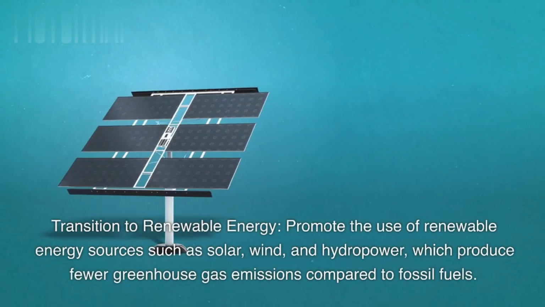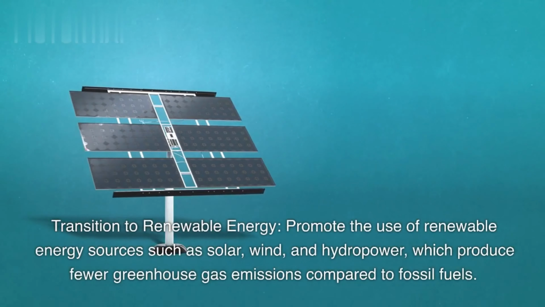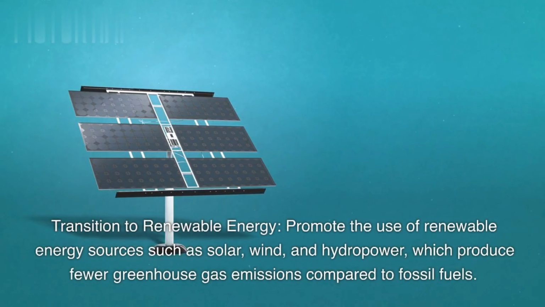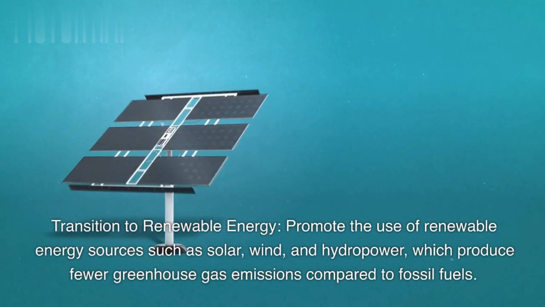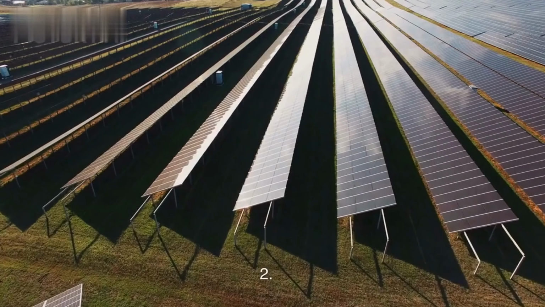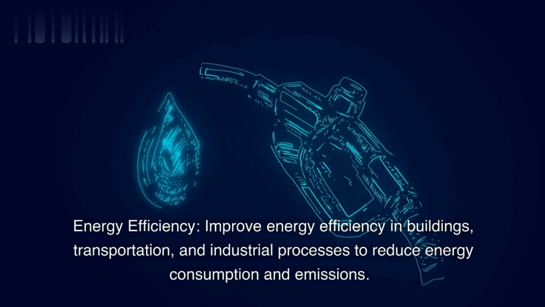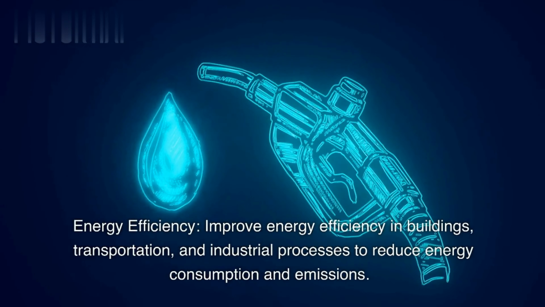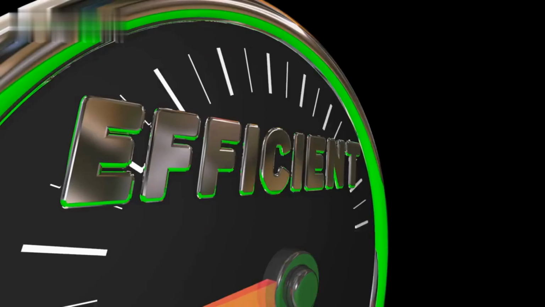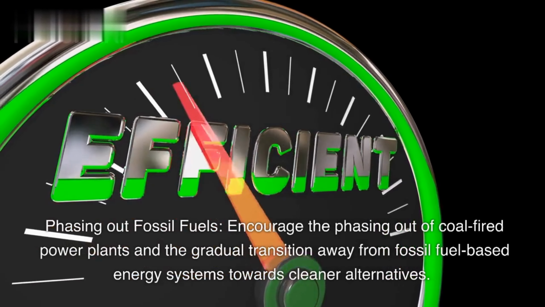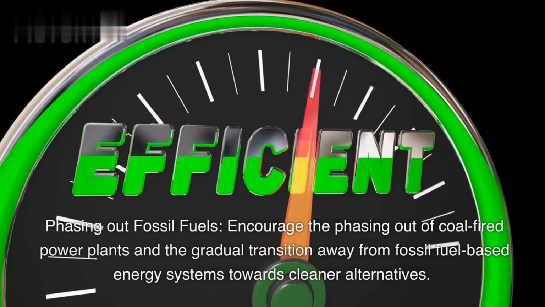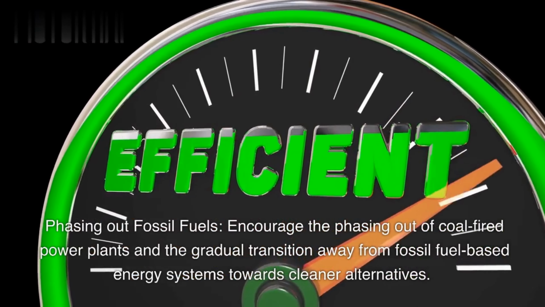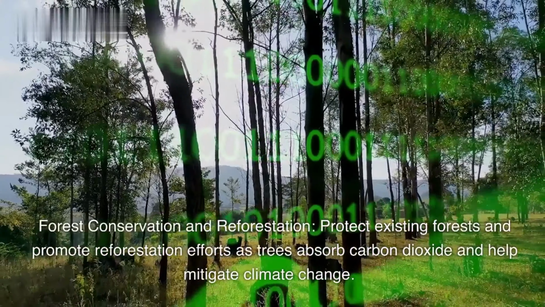Mitigation strategies. 1. Transition to renewable energy. Promote the use of renewable energy sources such as solar, wind, and hydropower, which produce fewer greenhouse gas emissions compared to fossil fuels. 2. Energy efficiency. Improve energy efficiency in buildings, transportation, and industrial processes to reduce energy consumption and emissions. 3. Phasing out fossil fuels. Encourage the phasing out of coal-fired power plants and the gradual transition away from fossil fuel-based energy systems towards cleaner alternatives.